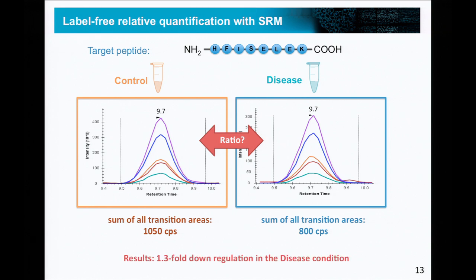And in this little example, we would then find that our peptide in the disease condition is 1.3-fold downregulated. And that would be our label-free result, yeah?